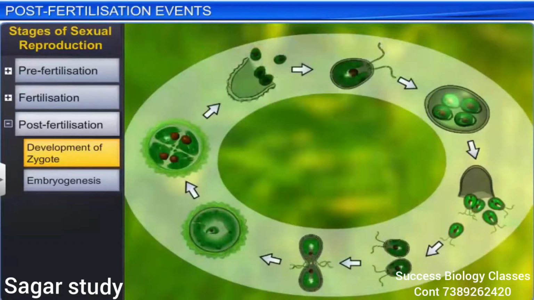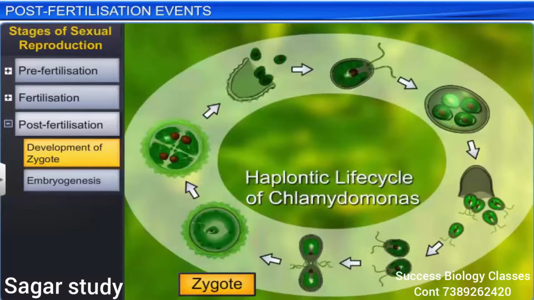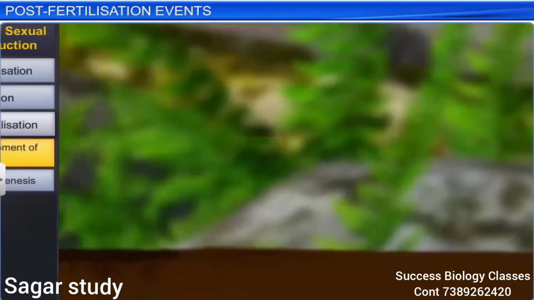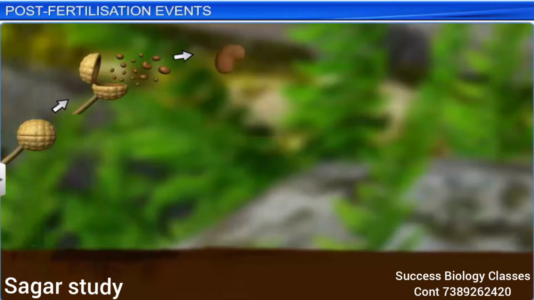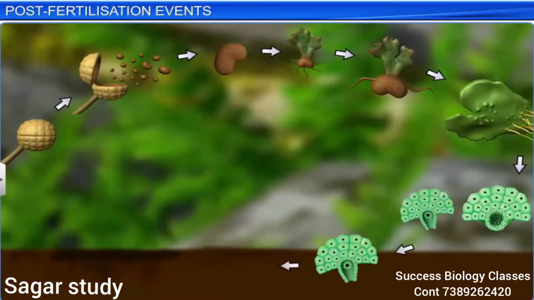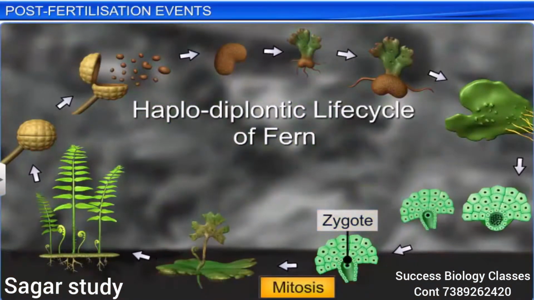Apart from the environment, the development of the zygote is also influenced by the life cycle of an organism. If the organism has a haplontic life cycle, as in the case with Chlamydomonas, you will notice that the zygote divides meiotically and forms haploid spores. However, in the case of a fern, a pteridophyte with a haplodiplontic life cycle, the zygote divides mitotically to form a sporophyte.